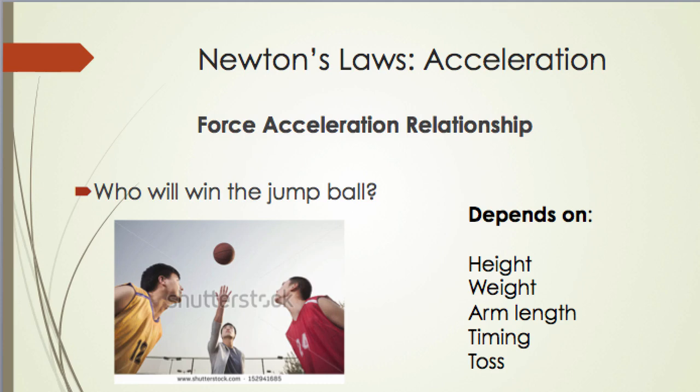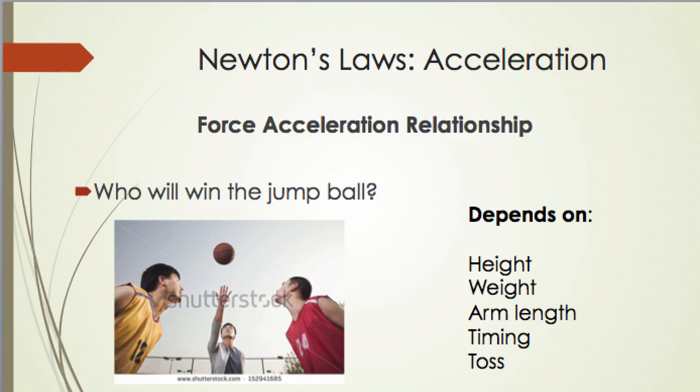Two is weight. Assuming everything else is equal, which one do you think is going to jump more quickly? The person that's lighter, right? Then arm length, the one whose arm is longer. Timing: the fastest, strongest, and biggest guy, if his timing is wrong, will lose the tip. And of course the toss, which we're going to assume is equal. What if all of these were equal? Height, weight, arm length, timing, and toss. Everything is equal. Who is going to win the jump ball?